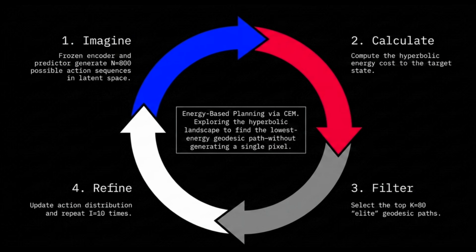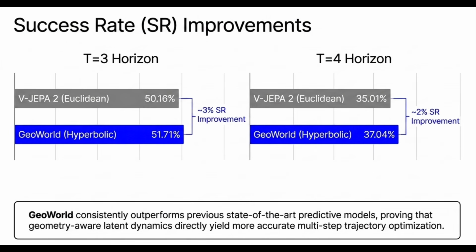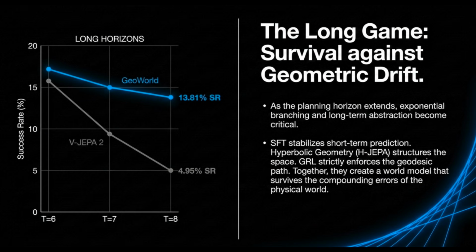But I have to push back here. Why does simply curving the math make the AI measurably better at planning? To answer that, we have to look under the hood at how H-JEPA actually maps the future into this curved space. It starts with the projection step. When the AI's pre-trained encoder looks at raw data and generates a standard flat Euclidean embedding, GeoWorld interprets that flat data strictly as a tangent vector resting at the origin of a curved space.